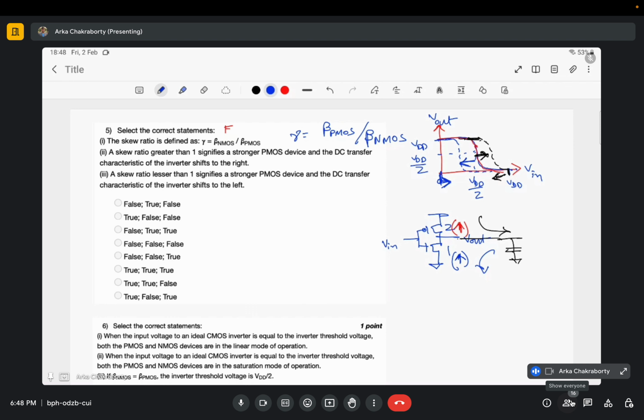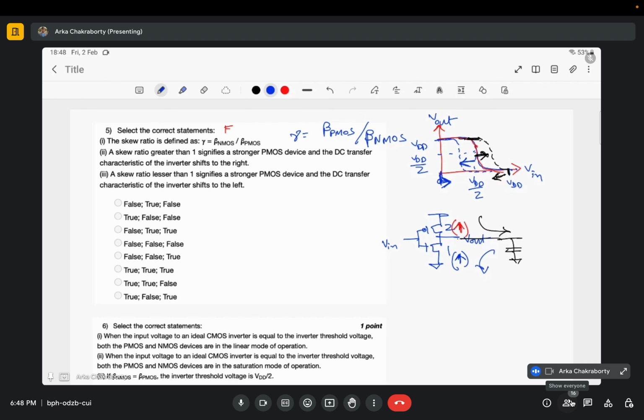And this very thing I have used in one of my recent works. I needed a circuit with an asymmetric VTC curve. At that time I tweaked the W by L values and changed the strength of the PMOS and NMOS, and I got a circuit with the desired output characteristic that I was looking for. So these are some of the tricks that we use in circuit design.